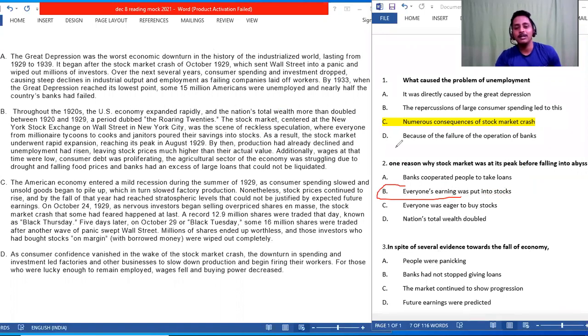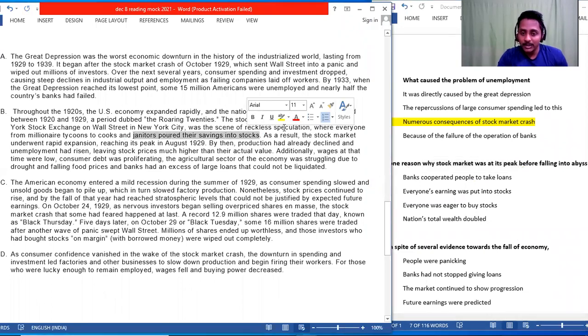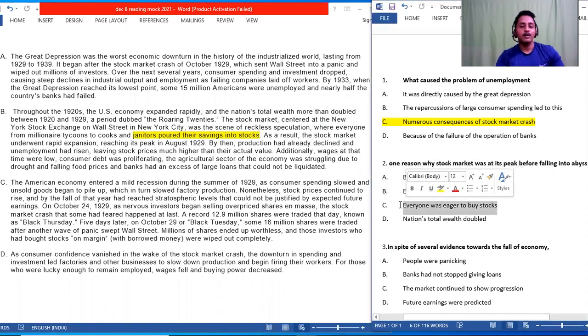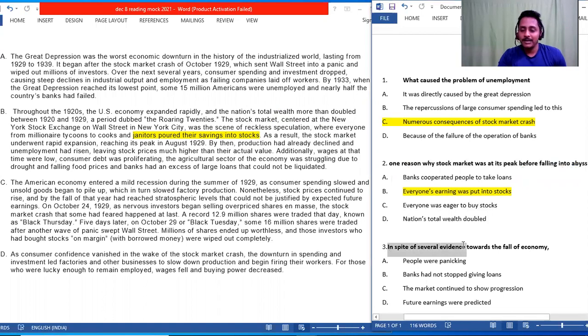They're pouring in their savings, whatever they're putting in. It's given. They're eager, but this is a better answer. Here, whatever is given, I'm putting it. That's it. From the paragraph, this is what a lot of people assumed in their mind, but this is what is given. I'm using the same answer. In spite of several evidence towards the fall of the economy.